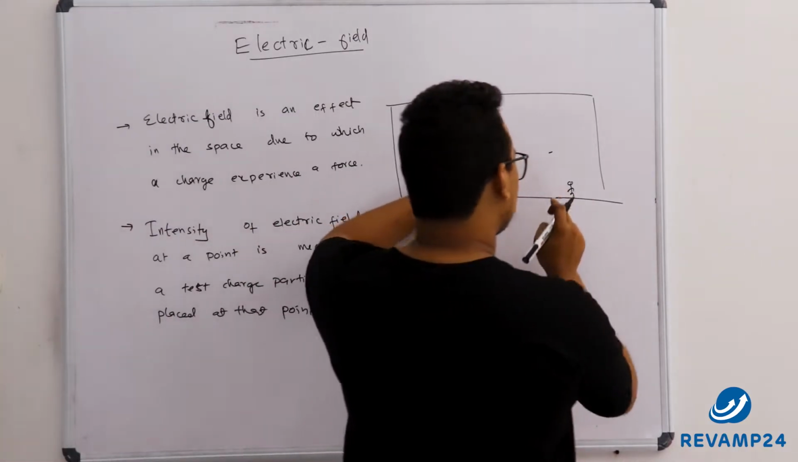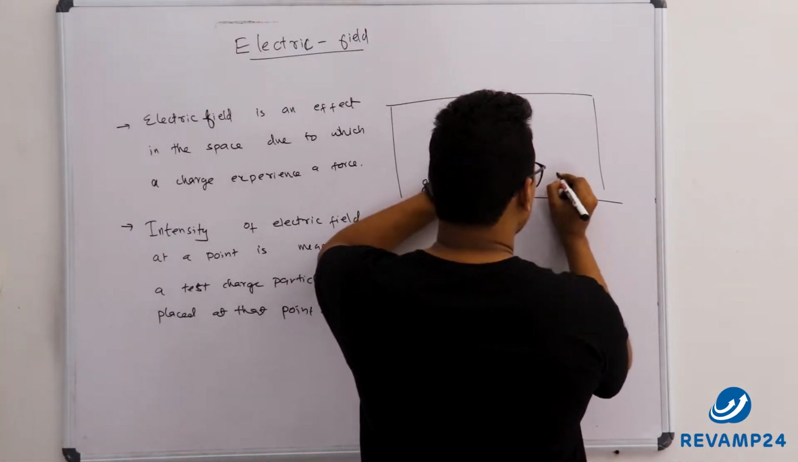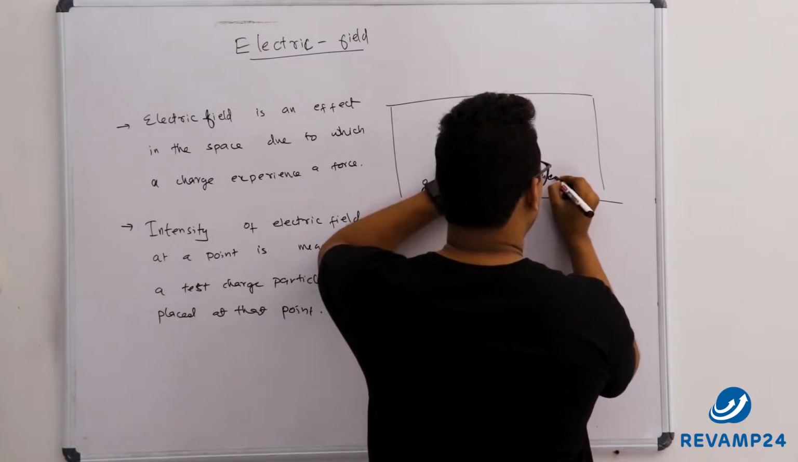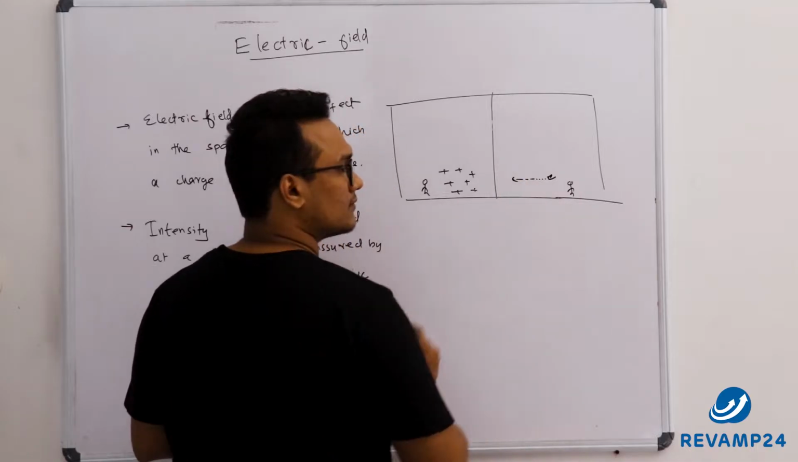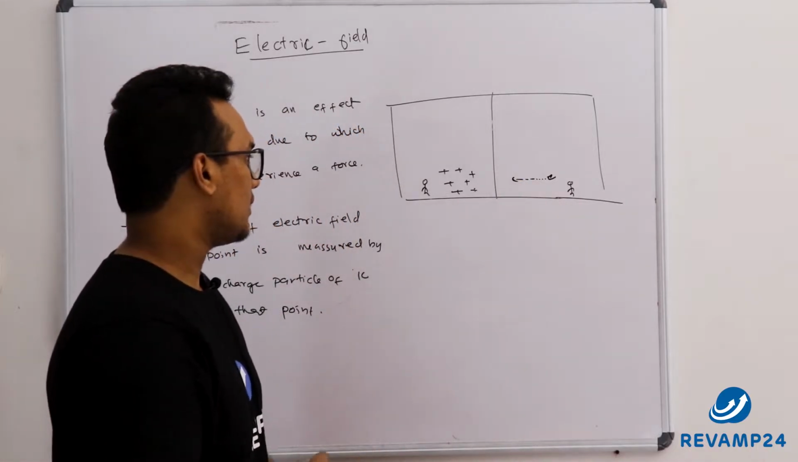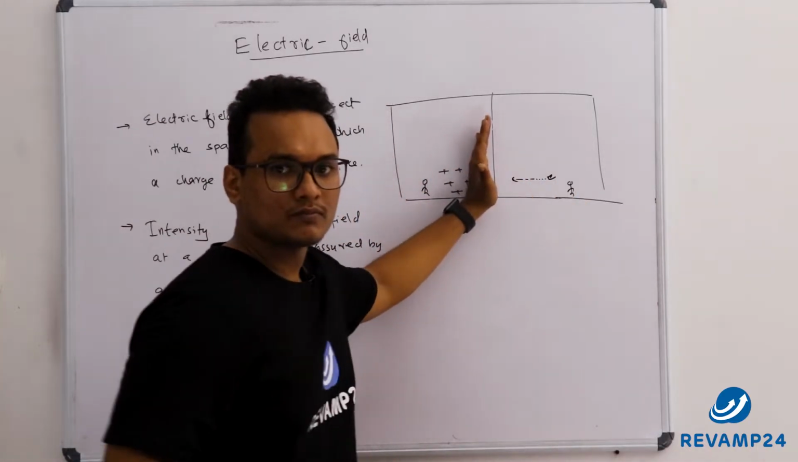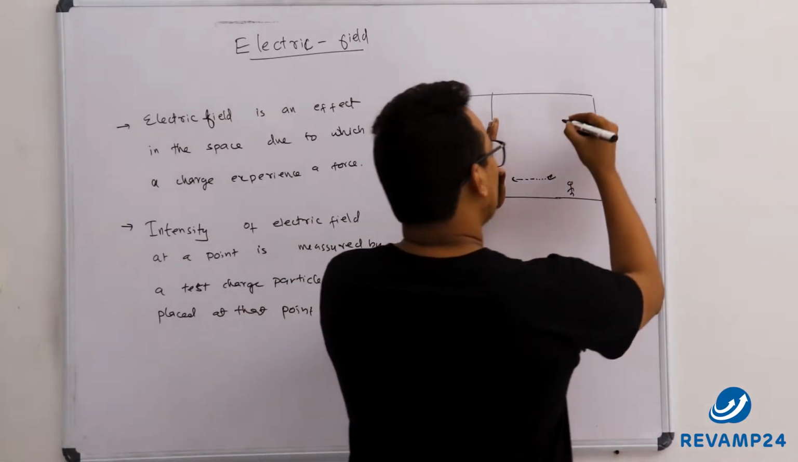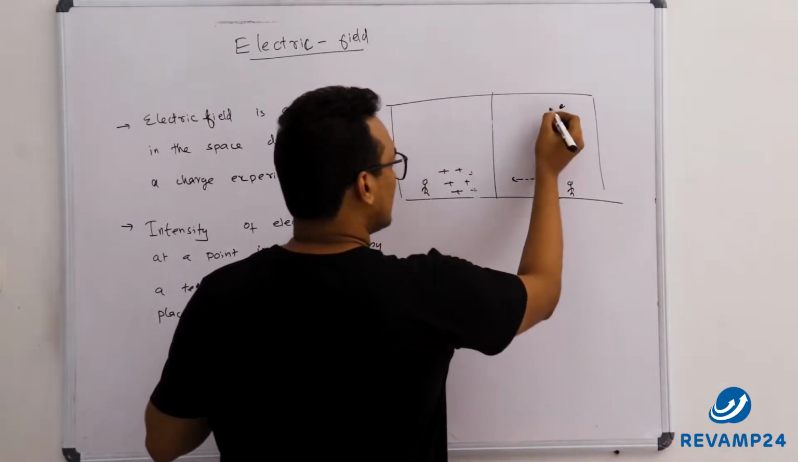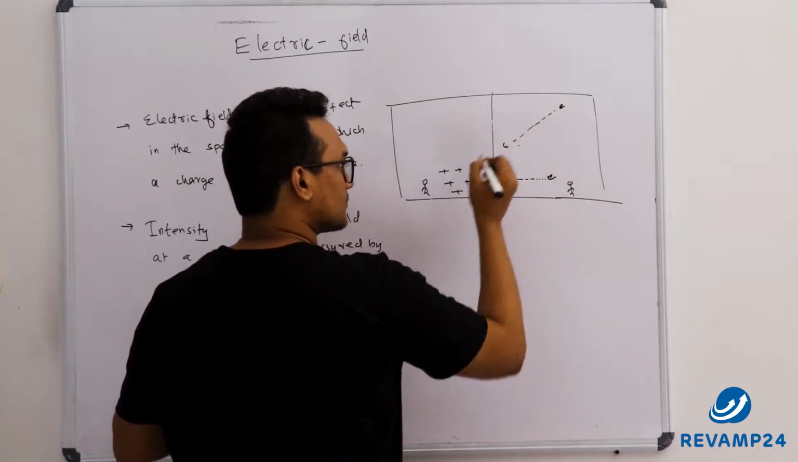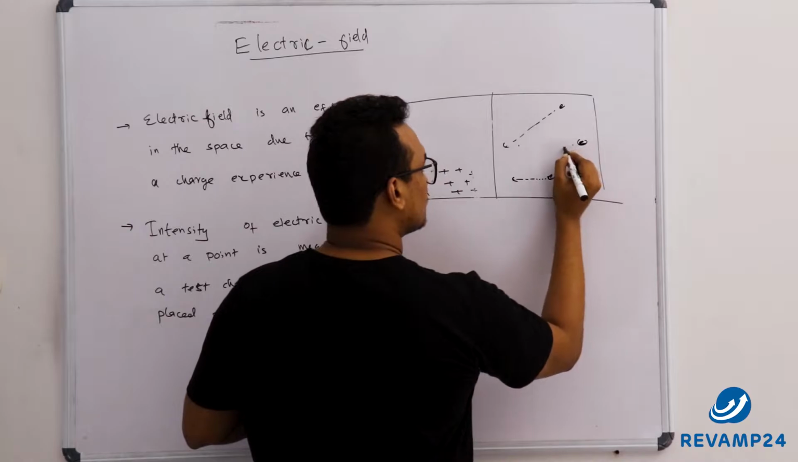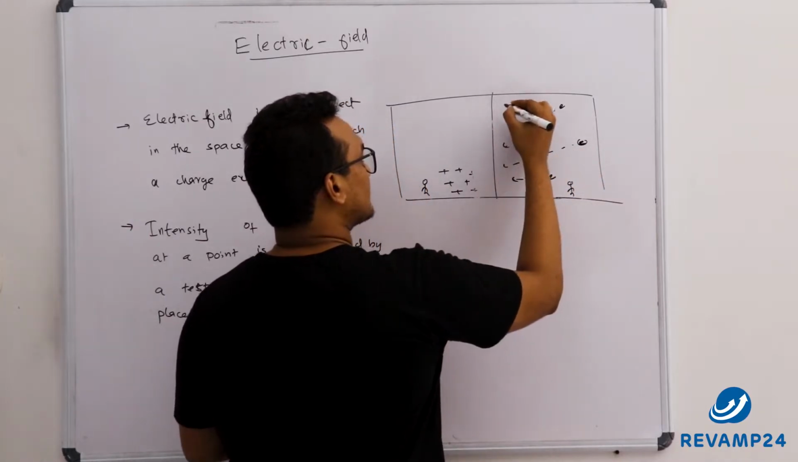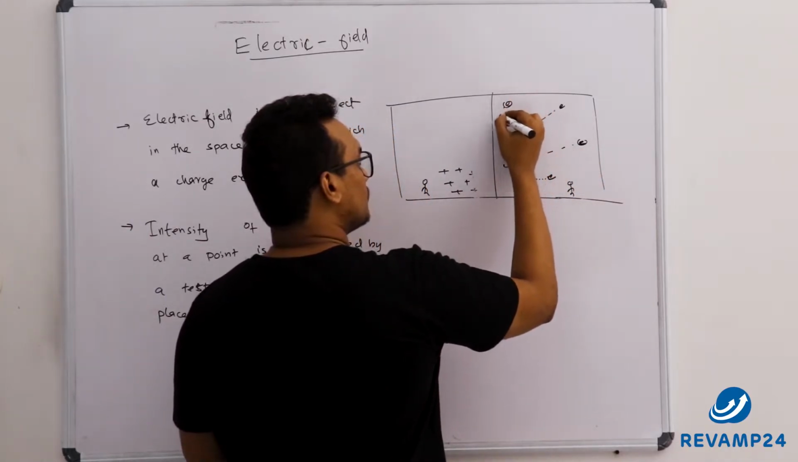Now a person in this room keeps a negative charge, an electron, here, but he will see that the electron moves in this direction, even though there are no charges in his room. Now he keeps an electron here, and it moves in this direction. Then he keeps an electron here, it moves in this direction. Then he keeps an electron here, and it moves in this direction.